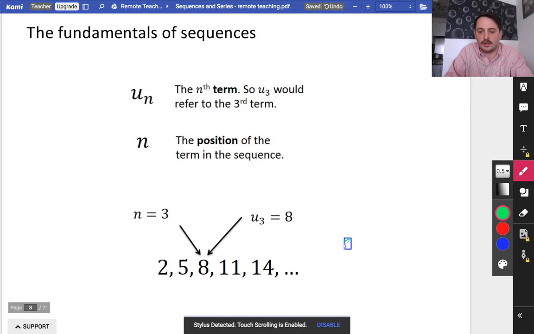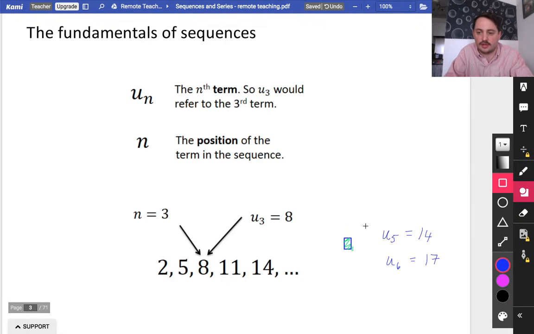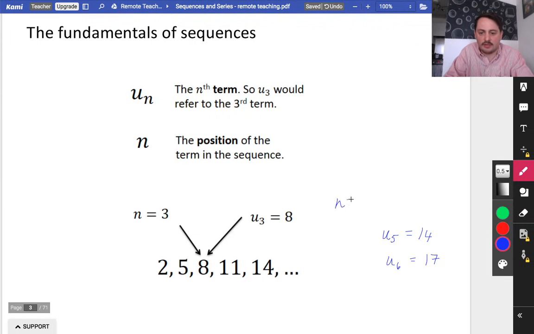So if I said what is u5, well, clearly u5 is the 1, 2, 3, 4, 5th one, which is 14. You could also then tell me that u6 is going to be the next one along, which is 17, just because of how those bits go like this. So we could also say when n is equal to, I don't know, 2.